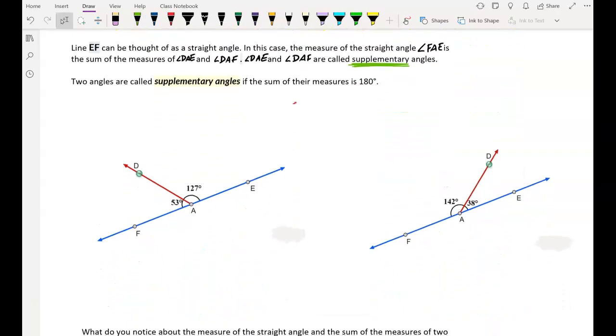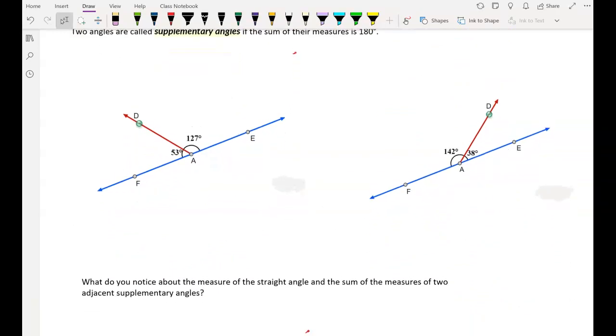Now, here we have a couple here. What do you notice about the measure of the straight angle and the sum of the two adjacent supplementary angles? Well, remember, a straight angle is 180 degrees. But look at these two. When you add 53 degrees plus 127 degrees, what do you get? Well, you get 180 degrees.